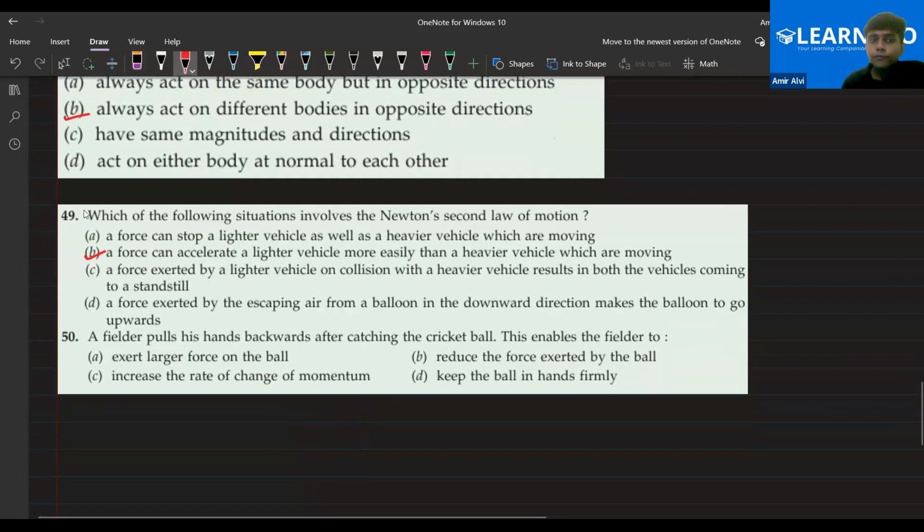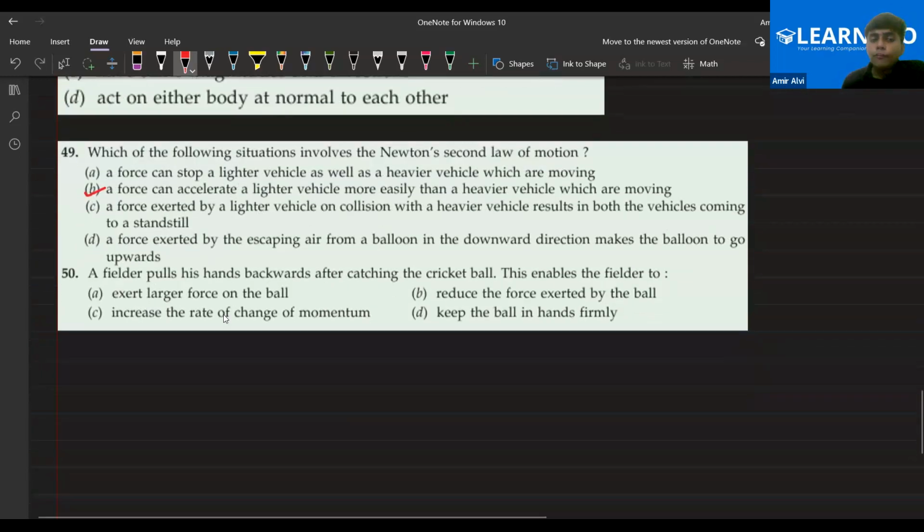Yes, sir. First option is a little bit more aligned with the inertial law, right? So that's why only option B is the correct option, matching with Newton's second law of motion statement as well as the concept. Please do let me know, everyone. Yes, sir. Okay, that's great.